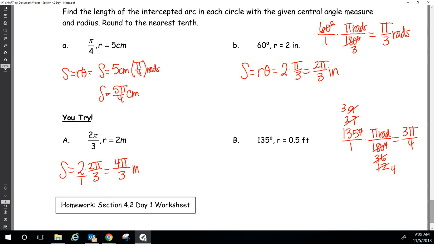All right, so my arc length is going to be my radius, which is 0.5, times 3 pi over 4. And what is 0.5? Hopefully you said that's 1/2. So when I multiply this out, I get 3 pi over 8. And what are we talking about? We're talking about feet. And so that is arc length.